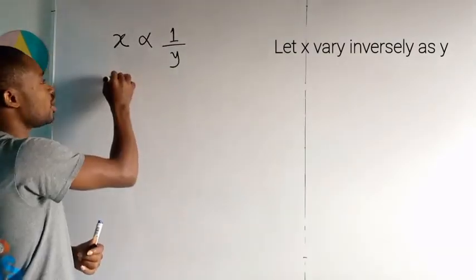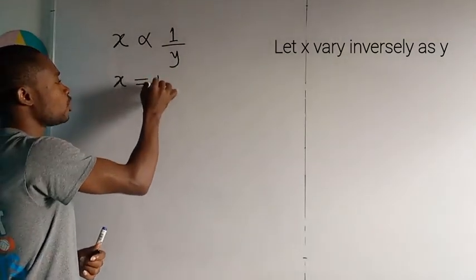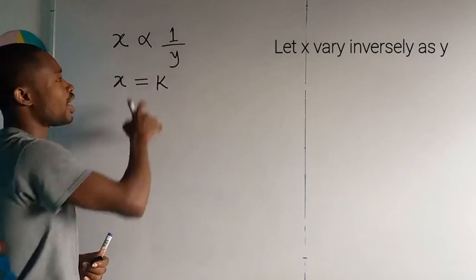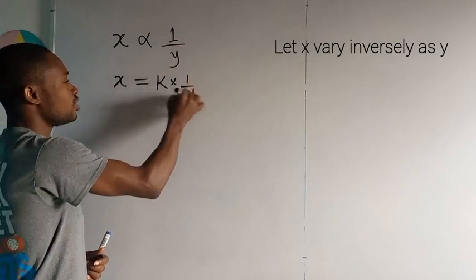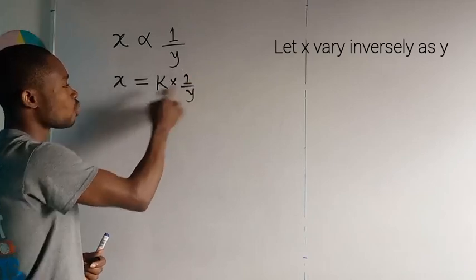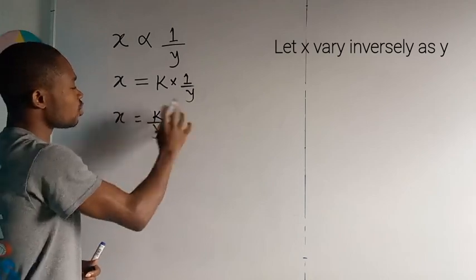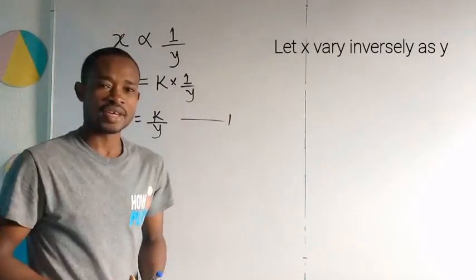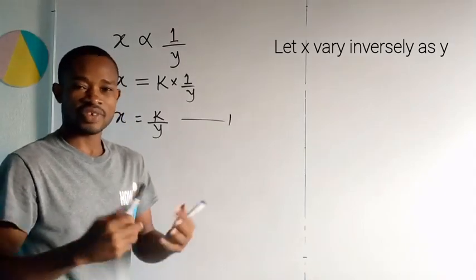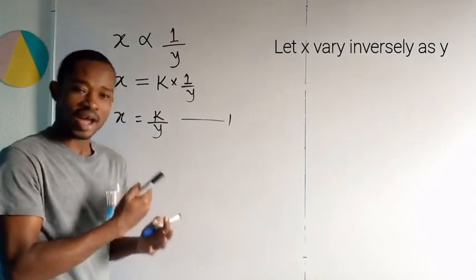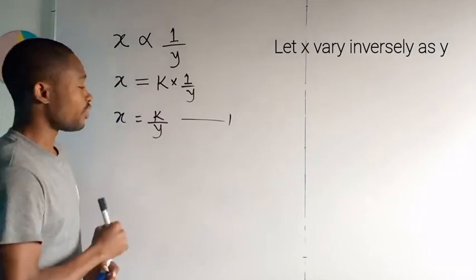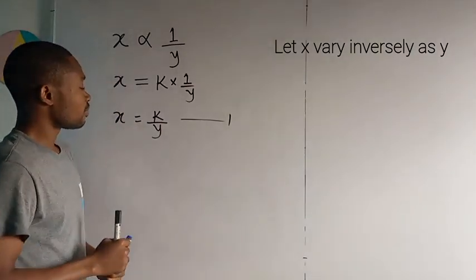So what do you do? Kick it off, and then introduce equal to with a constant, which will multiply this 1 over y, so that if you have k times 1, you are going to get k over y. So this equation is very important. Are you getting me right? When dealing with inverse variation, it's something of this kind. So you want to take note of it, okay? You want to take note of it.